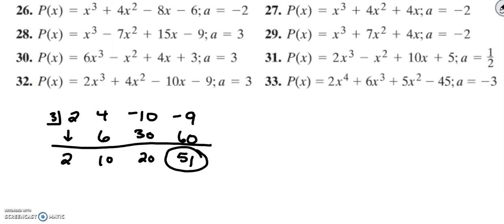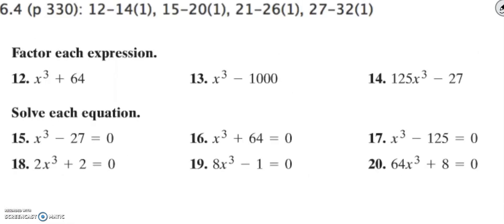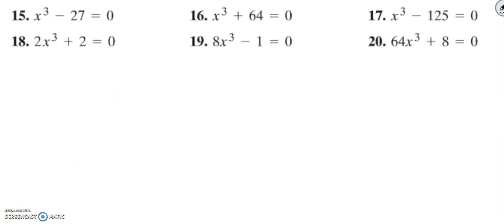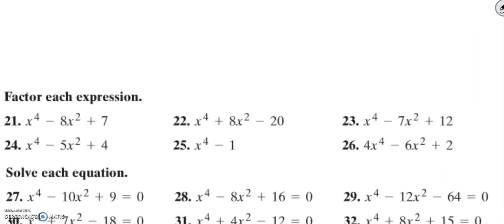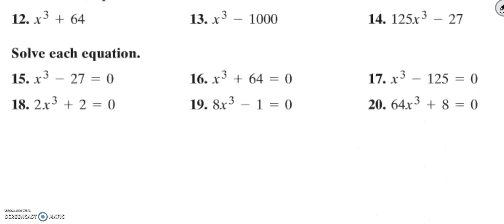Alright, looking at the questions from 6-4, we have one question from factoring a sum or difference of cubes. We have one where we're solving a sum or difference of cubes. Then we have one where we're factoring the higher order polynomial, in fact to the fourth, and then we have one where we're solving. So now let's go ahead and go back up and do one of each of these.